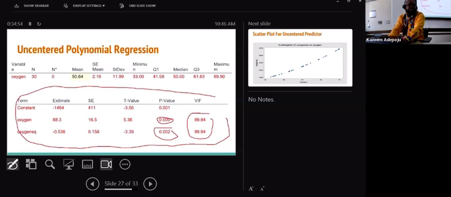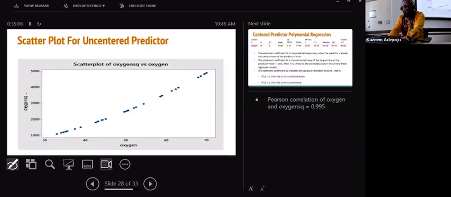You see the problem with VIF? What is the threshold? The threshold is 5. When the VIF is greater than 5, that will be problematic, and that's not good at all. This is a way to show that a correlation, very close to perfect, exists between oxygen squared and oxygen. You can see that straight line.